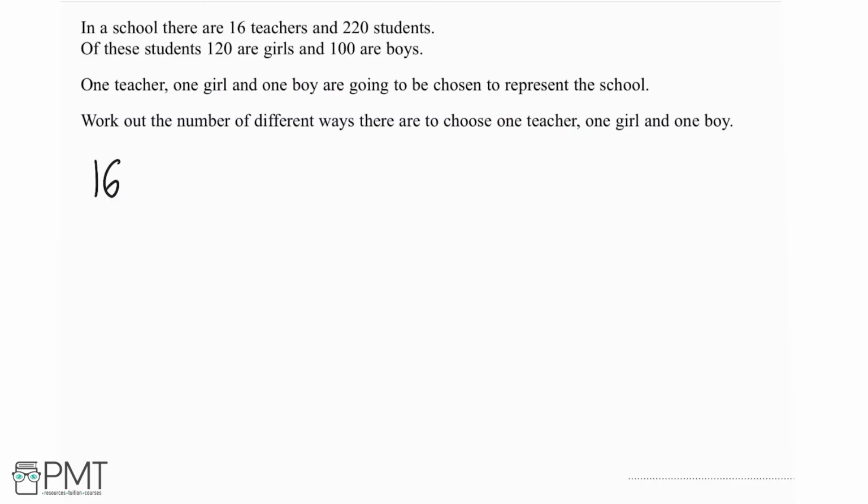Well, there are 16 because there are 16 teachers. Now, how many ways are there to choose one girl? Well, there are 120 because there are 120 girls. So we've got 16 ways to choose a teacher and then 120 ways to choose a girl, so we multiply by 120. And how many ways to choose one boy? Well, 100 because there are 100 boys. So again, we multiply by 100. If we work that out, that gives us an answer of 192,000.